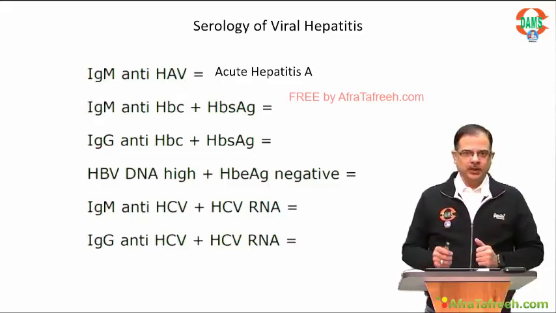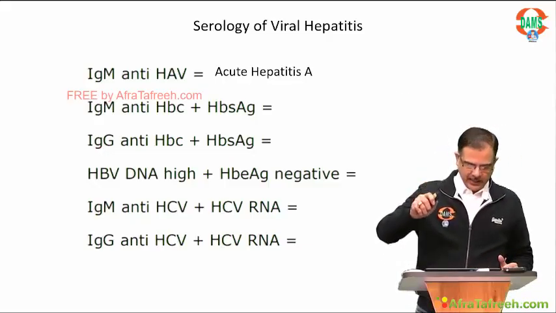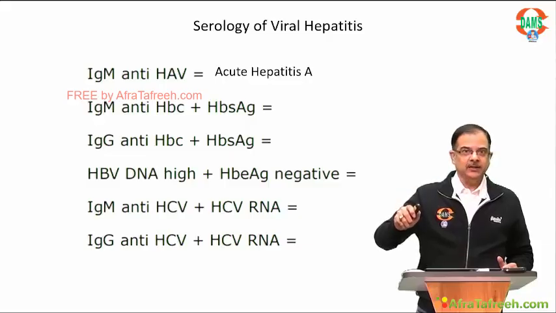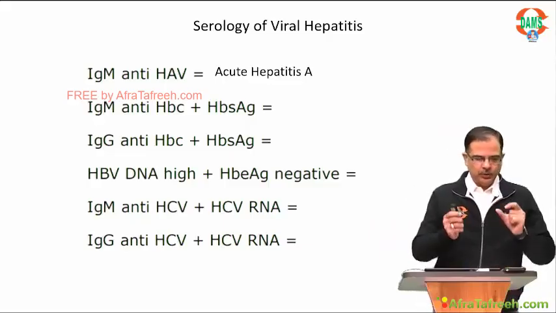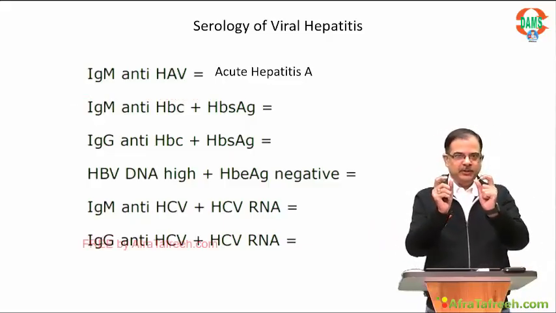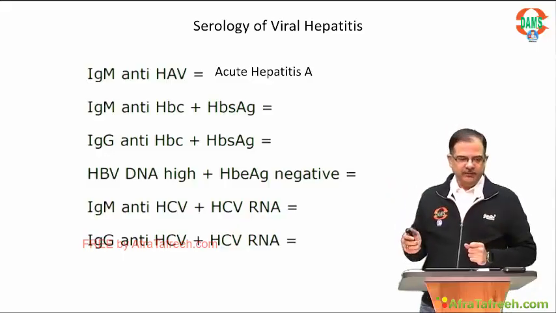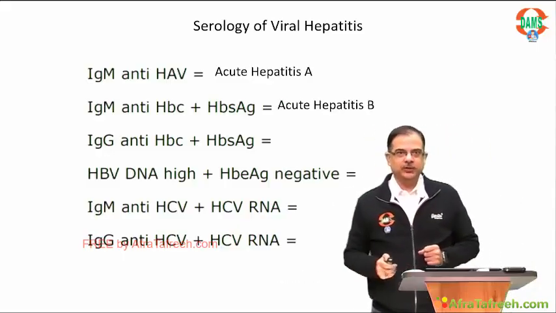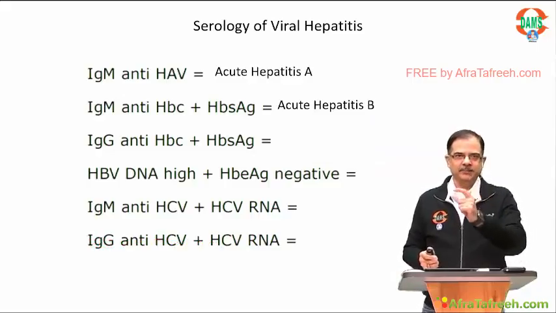Number 2, IgM anti-HBc plus HBs antigen is given to you. So take the minimum information and make your diagnosis 100% correct. So if the second was the serology, the answer here is acute hepatitis B.